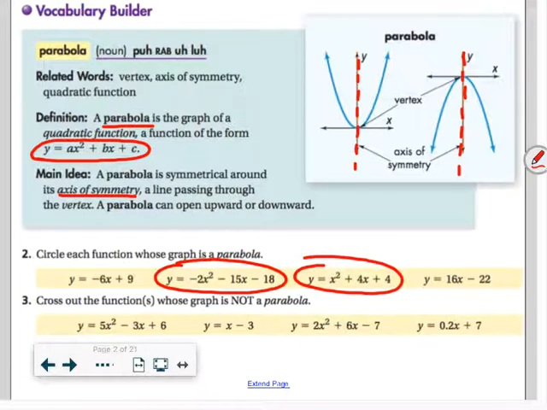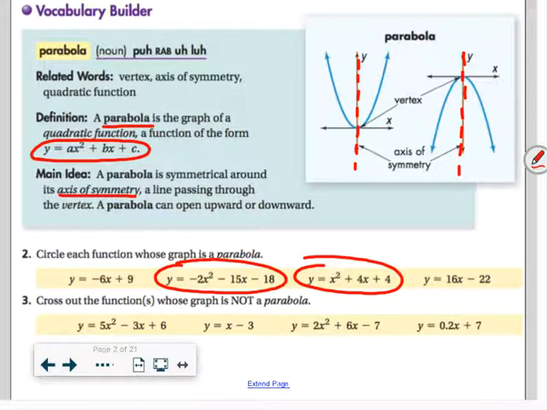Now, what do you know about the first one and the last one? We just did this back in chapter 1. These are of the form y equals mx plus b, so what do they look like? What's the shape of the first one and the last one? Yeah, they're lines, right? Okay, those are lines.